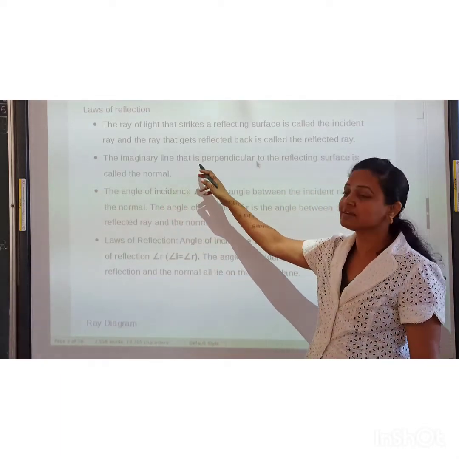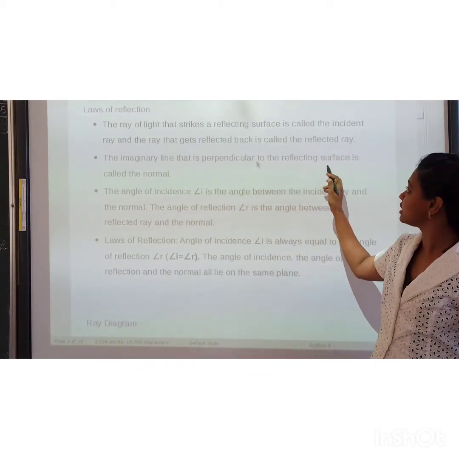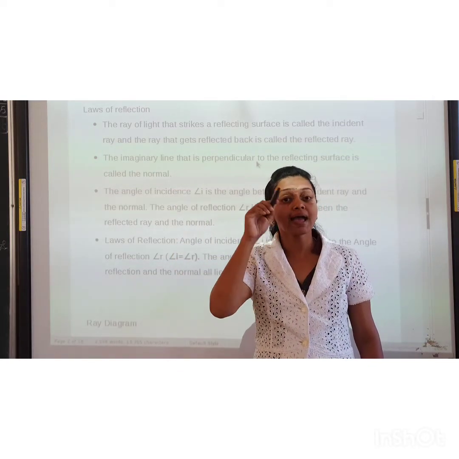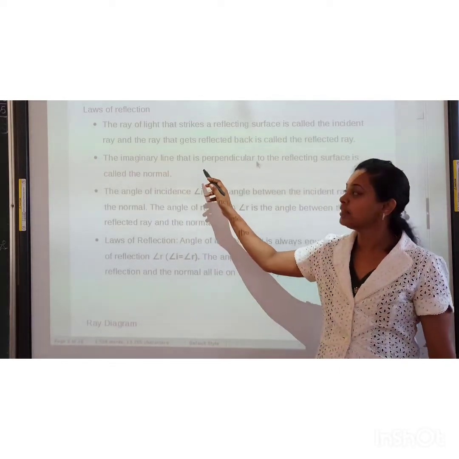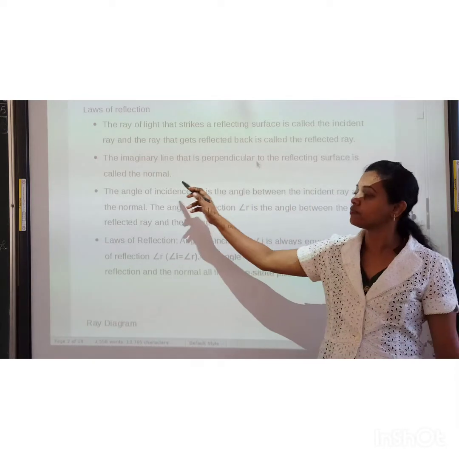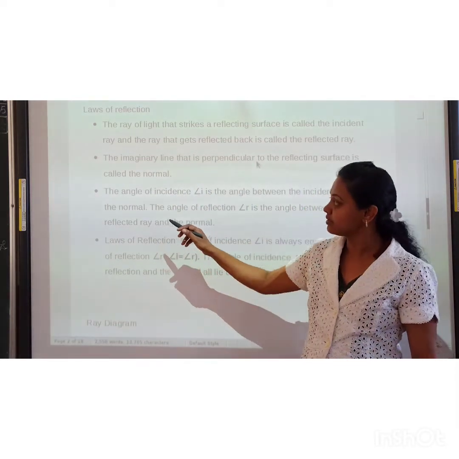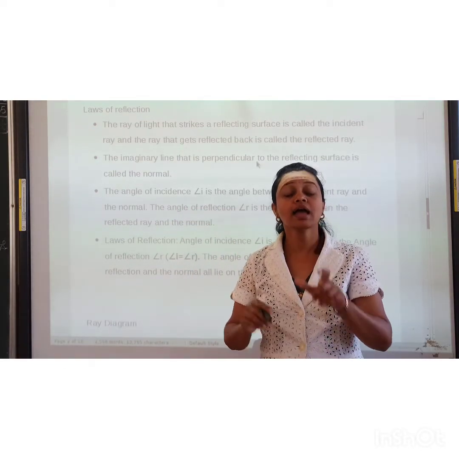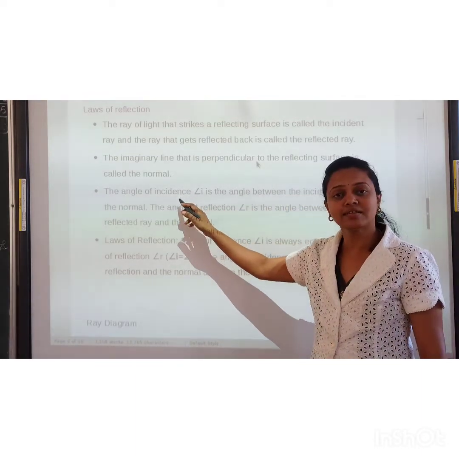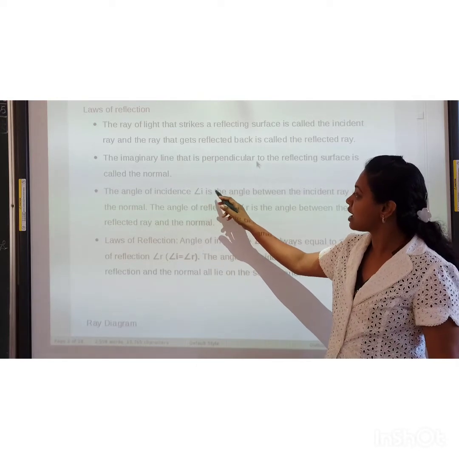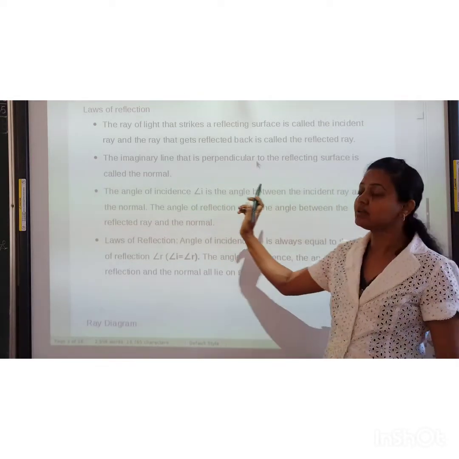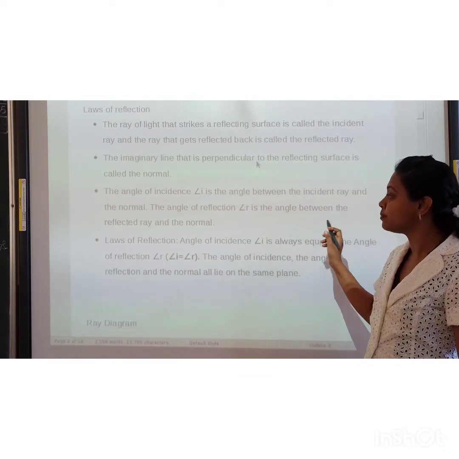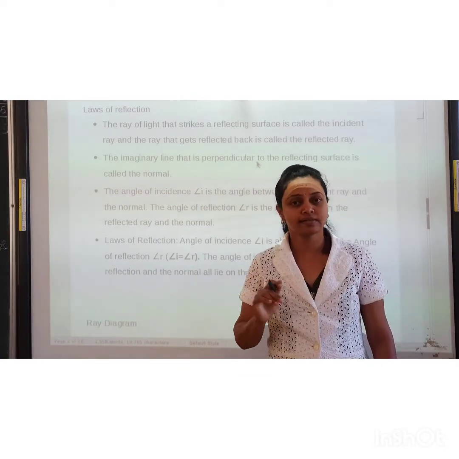The second one: the imaginary line that is perpendicular to the reflecting surface is called the normal. Okay, it is imaginary. The third one is the angle of incidence. In the first polished mirror we have seen that the angle of incidence is formed. The angle of incidence, angle I, is the angle between the incident ray and the normal. The angle of reflection, angle R, is the angle between the reflected ray and the normal.